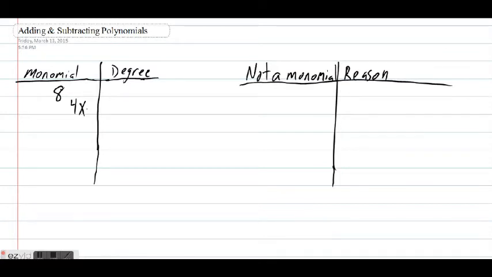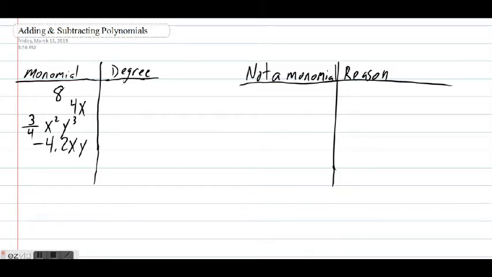I can throw a fraction in there. So 3/4 x squared y to the third. Even though I have variables with some exponents, and there's 3 things there, it's still a monomial because it's all together. And then we could throw a negative decimal in there, negative 4.2xy. Alright, so those are all examples of monomials, and there's an infinite amount of examples we can come up with. Now, degree.